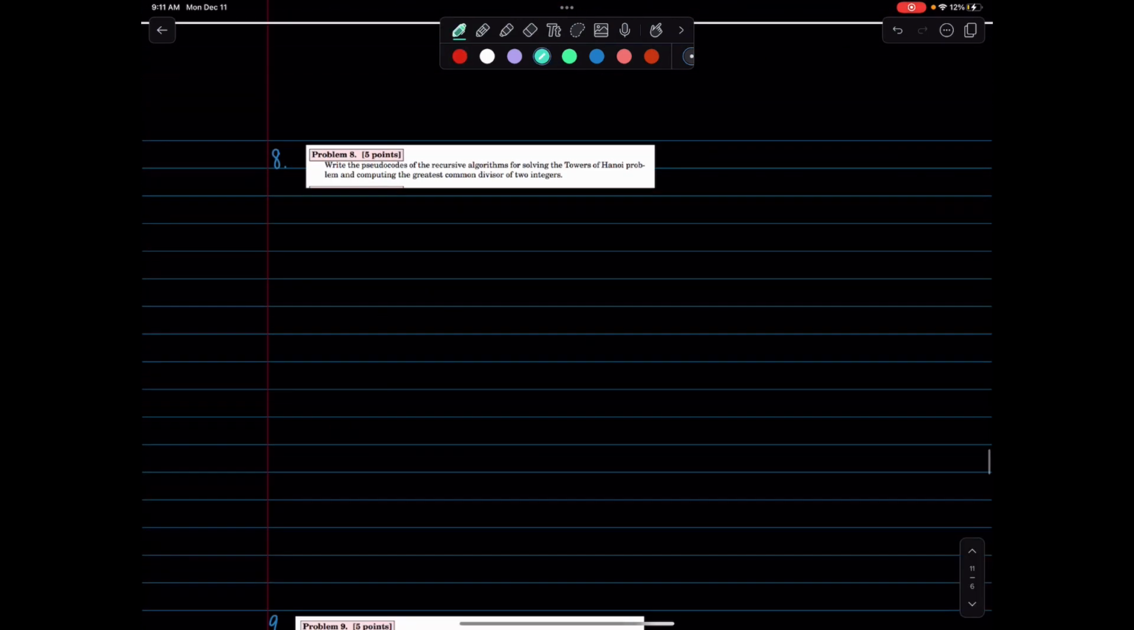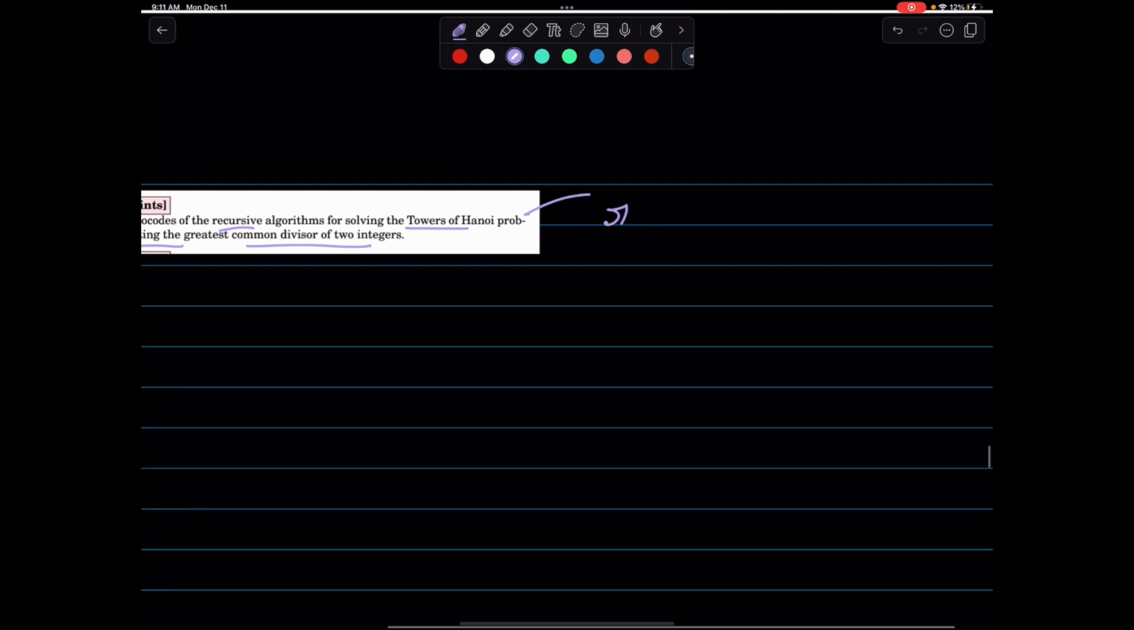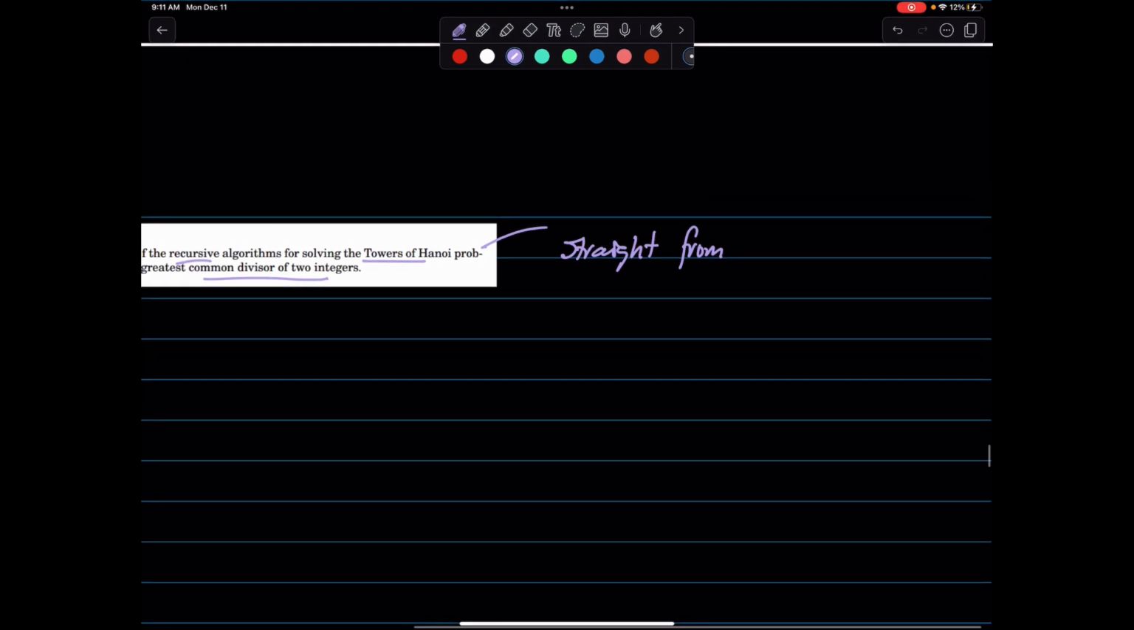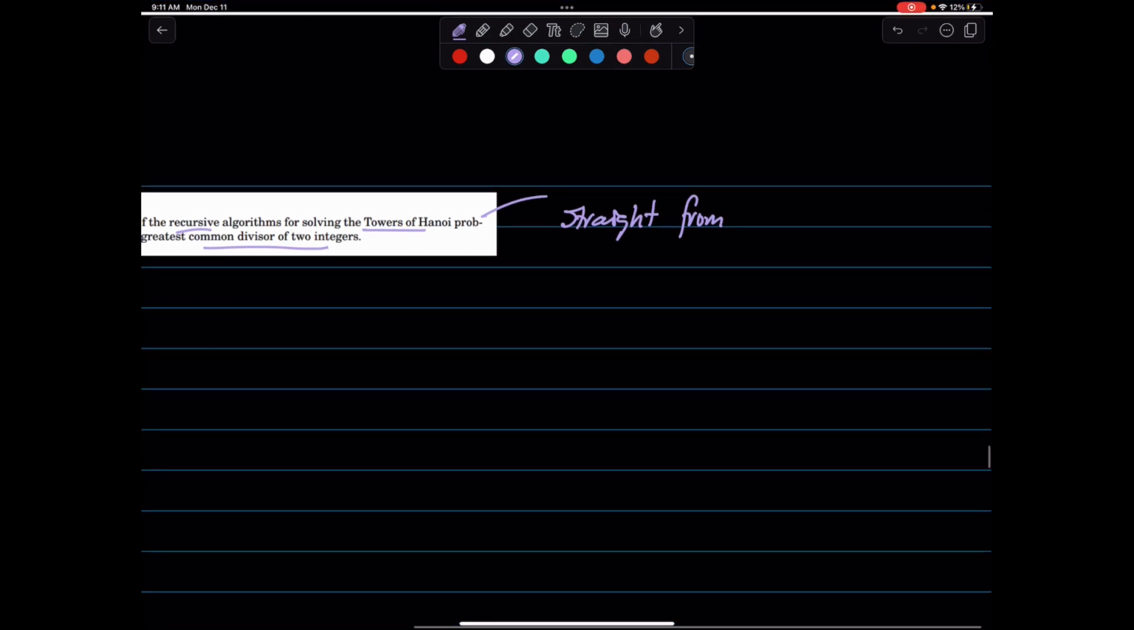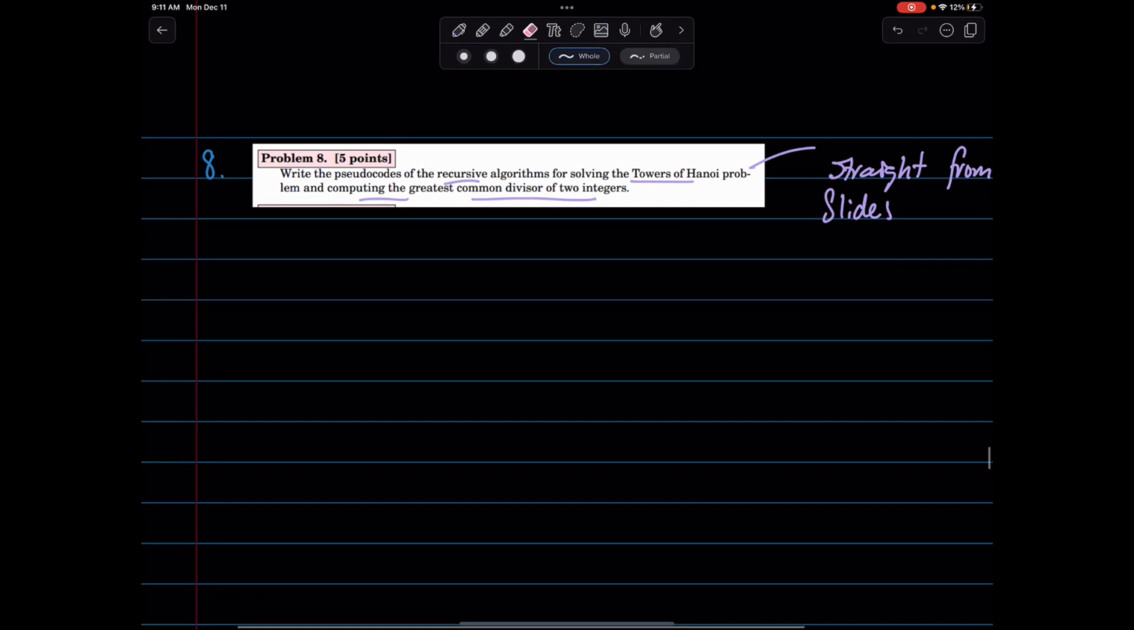Our next question. Write the pseudocodes for the recursive algorithms for solving the Towers of Hanoi problem and computing the greatest common divisor for two integers. So this is straight from the lecture slides. I keep this in the back of my mind. If you want, you could just remember it from the lecture slides, and the definition I'm going to say right now is straight from the lecture slides as well. You don't really need to give much thought to this. You just gotta remember it, I guess.